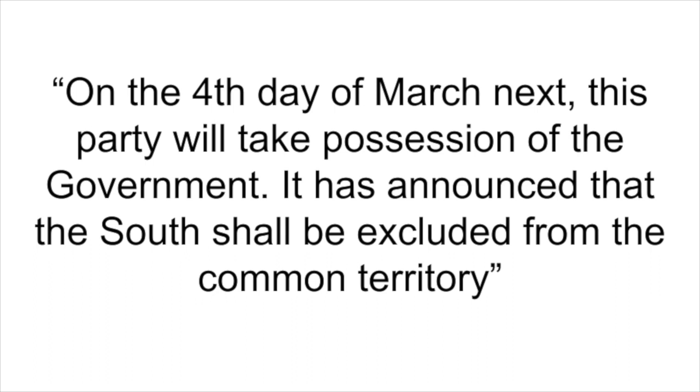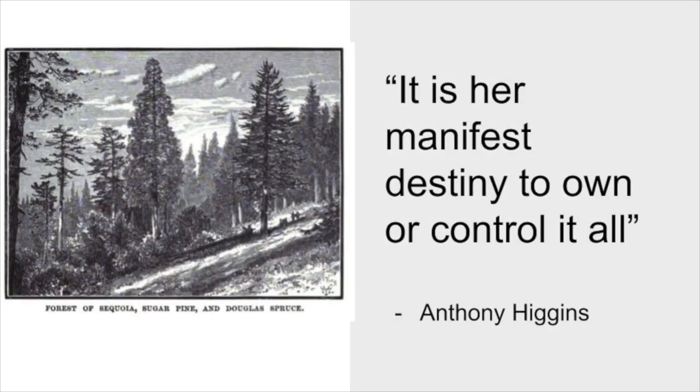Previously, territories were split, with one free state joining the Union, and at the same time, one slave state joining the Union. At this time, the United States was growing rapidly under the belief of manifest destiny, as Anthony Higgins, Delaware senator, best described in 1893: "It is her manifest destiny to own or control it all."